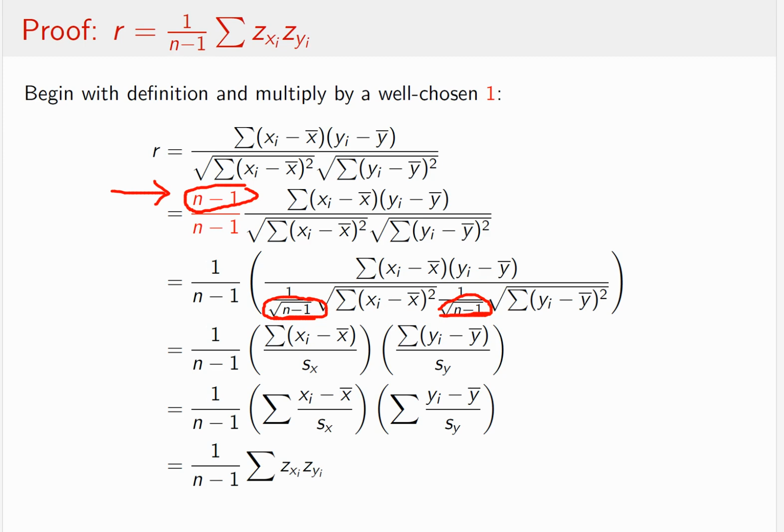Okay, now what we have is the standard deviation of x formula, and the standard deviation of, oh, excuse me, we have enough that we have the z-scores, sorry. We have the z-score formula, and let's pull it out. What are we doing?